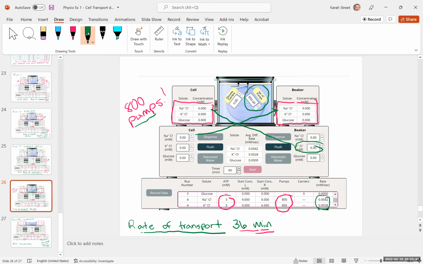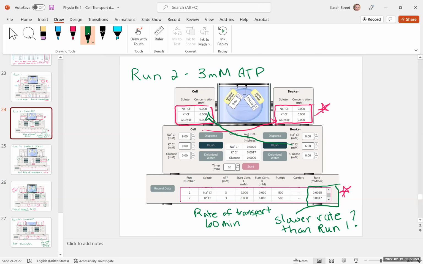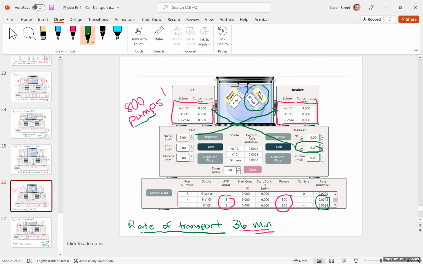We had 3 millimolar ATP. We had our 3:2 ratio, and now we had 800 pumps. Compare that to run number 2, when we only had 500 pumps. That experiment went to completion, but it took 60 minutes. This time with 800 pumps, it only took us 36 minutes.